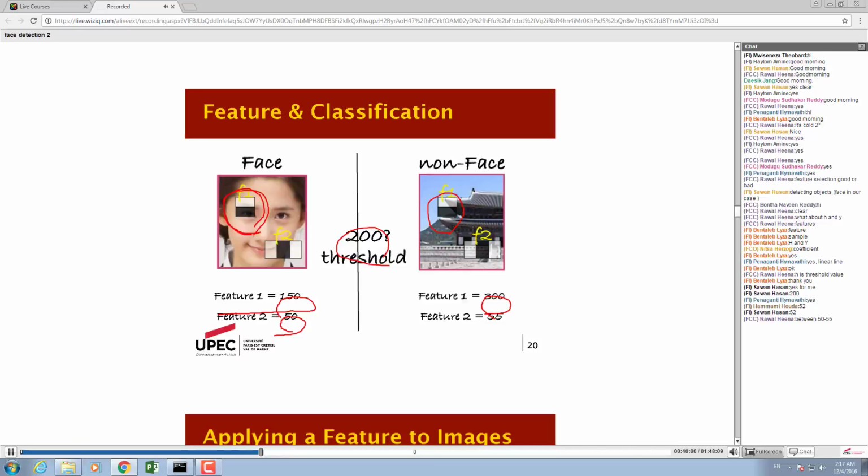Why H? This is not so important. We can use any other symbol, but why are we using the symbol H for this simple binary classifier? Yes, exactly, it is the classifier. We are using the symbol H.